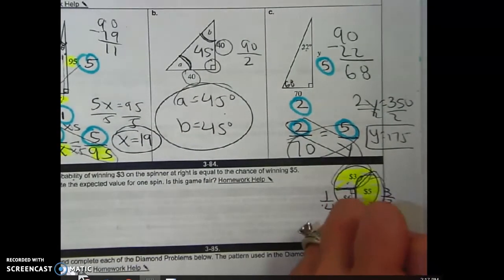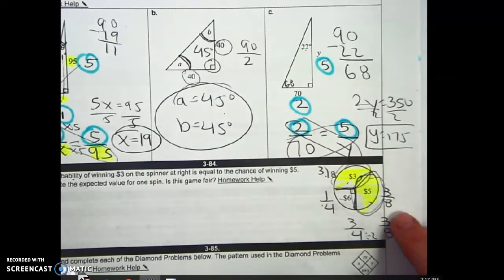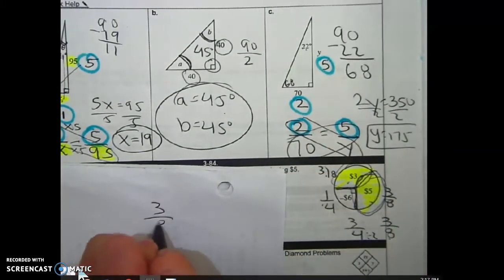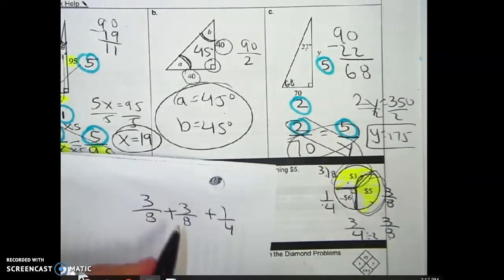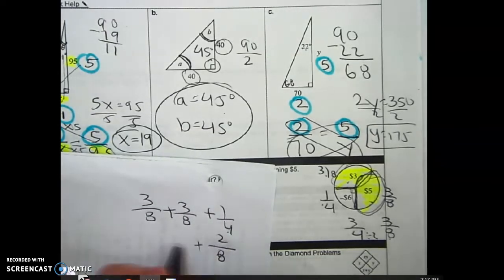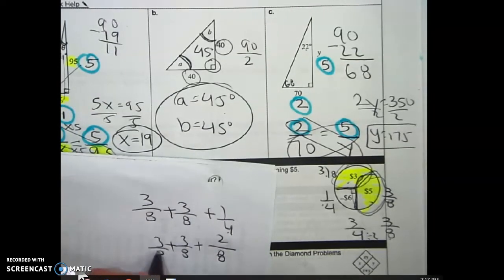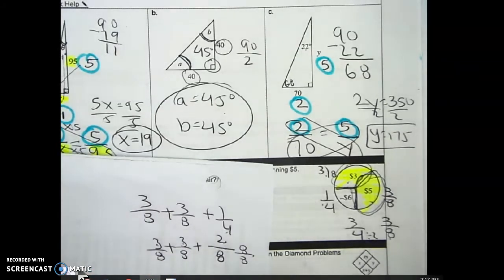So this is 3/8, and this is 3/8. And 3/8 plus 3/8, let me just show you this too so you know I'm right. 3/8 plus 3/8 plus 1/4. Well, that doesn't look easy. But if I make that times 2 and that times 2, 3 plus 3 is 6, plus 2 is 8 over 8, which is the whole pizza.